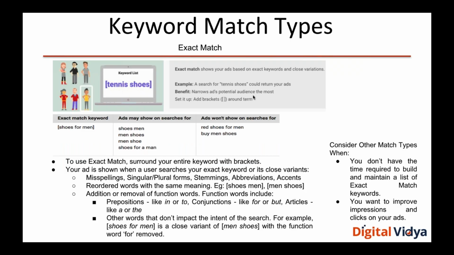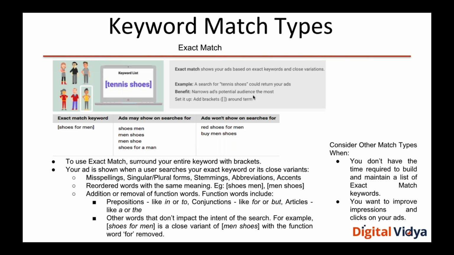Then comes exact match keywords. In exact match, you put a square bracket before and after the word which you want to be in exact match. So when you write the keyword in the AdWords interface, you will put it within the square brackets. Now, how does this behave? If you remember phrase match, tennis shoe in phrase match will allow your ad to show even for buy tennis shoe, or tennis shoe sale.